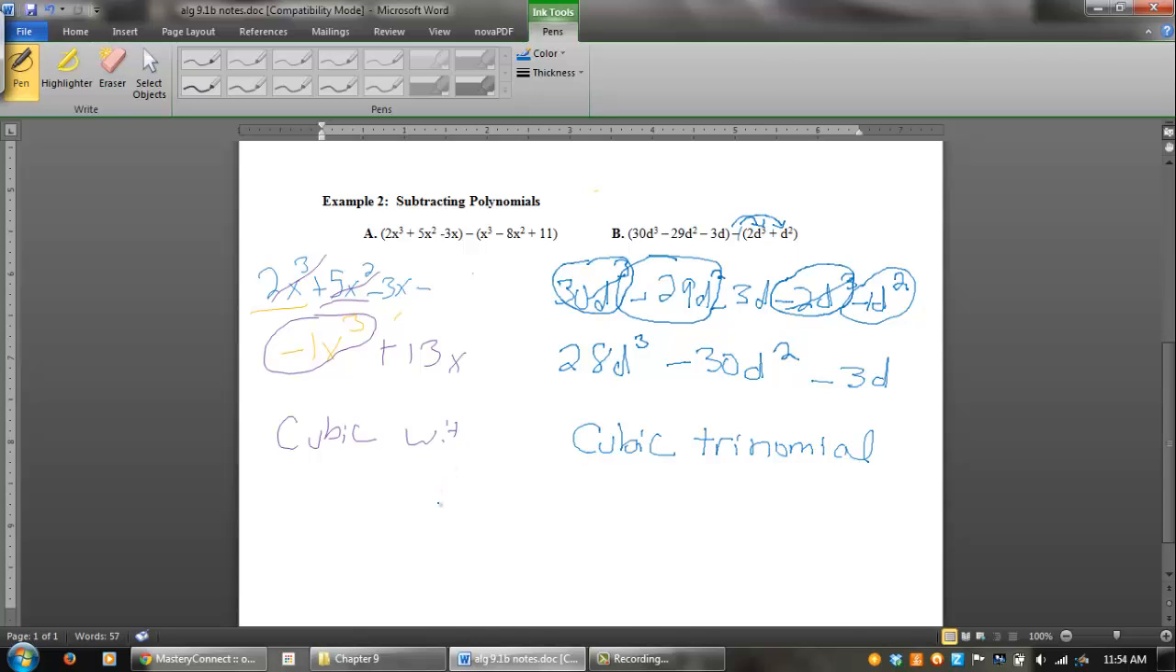And that's how you add and subtract polynomials. And like I said in your assignment, I want you to name all of the ones that you add and subtract. I want you to name all of the polynomials when you get the answer to the addition or subtraction problem.